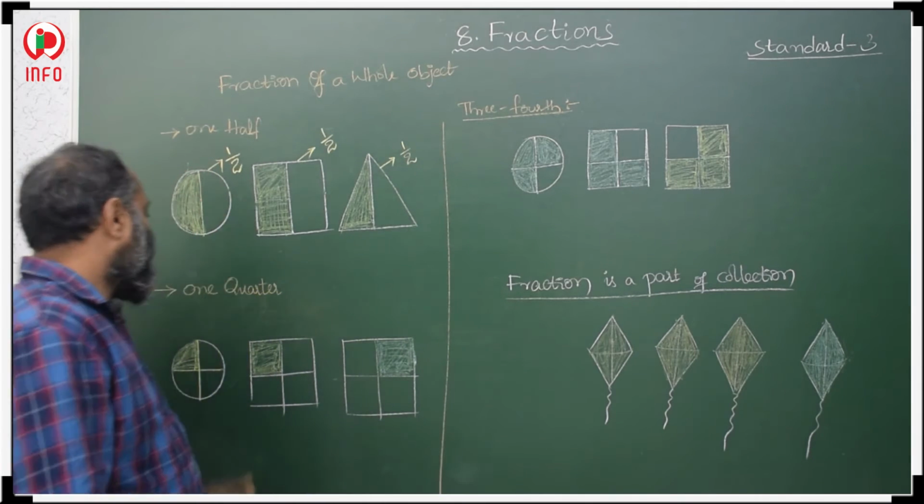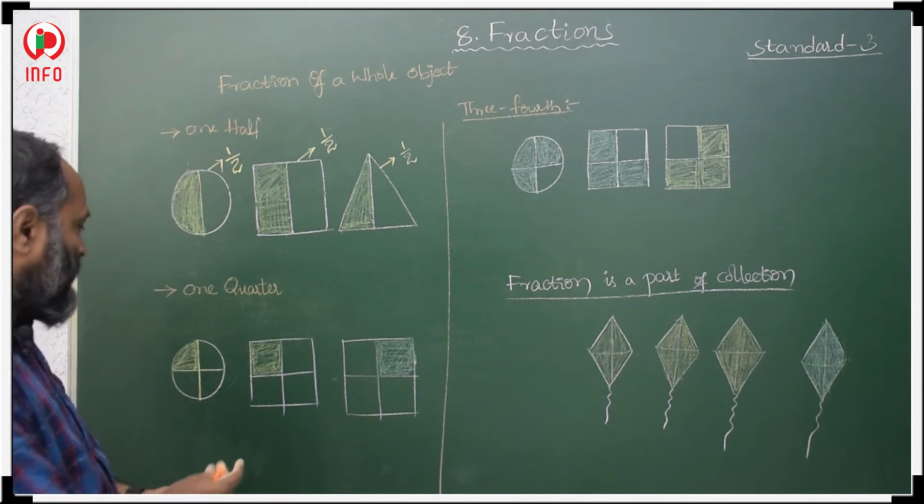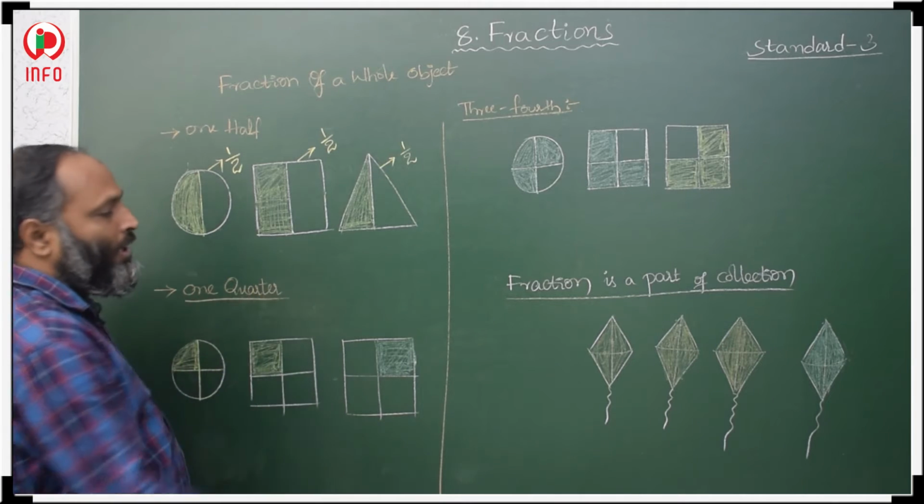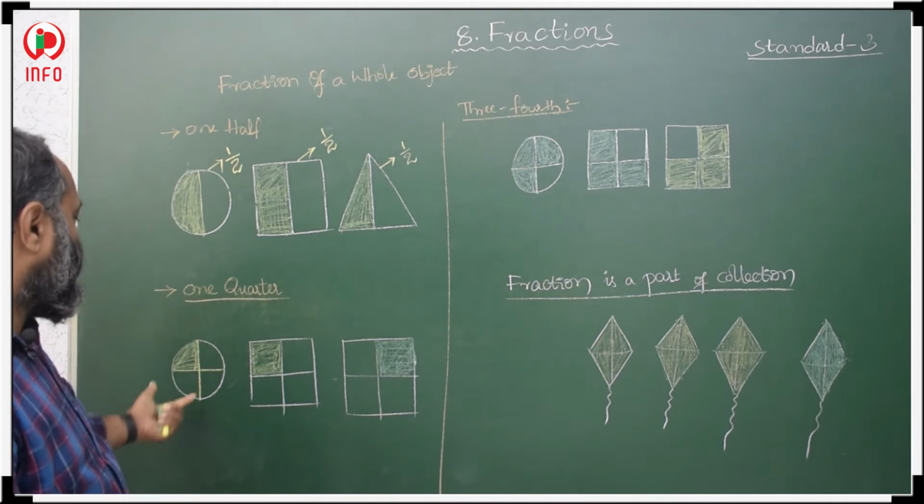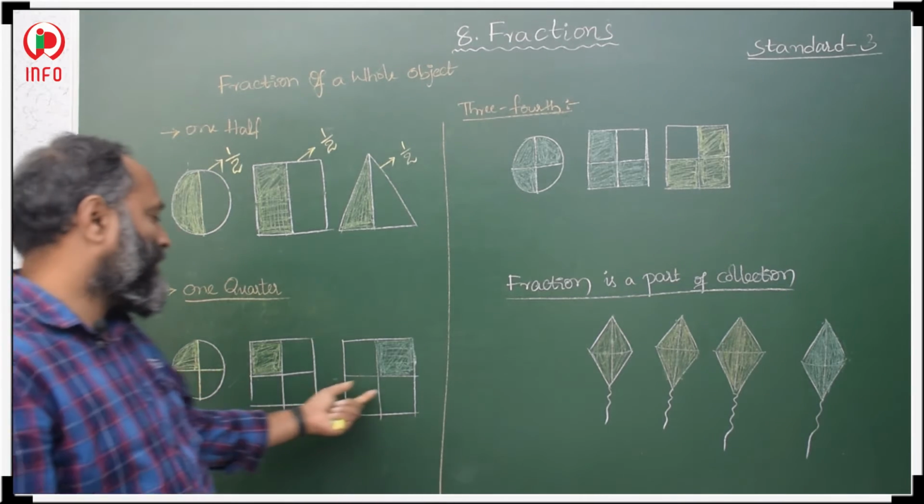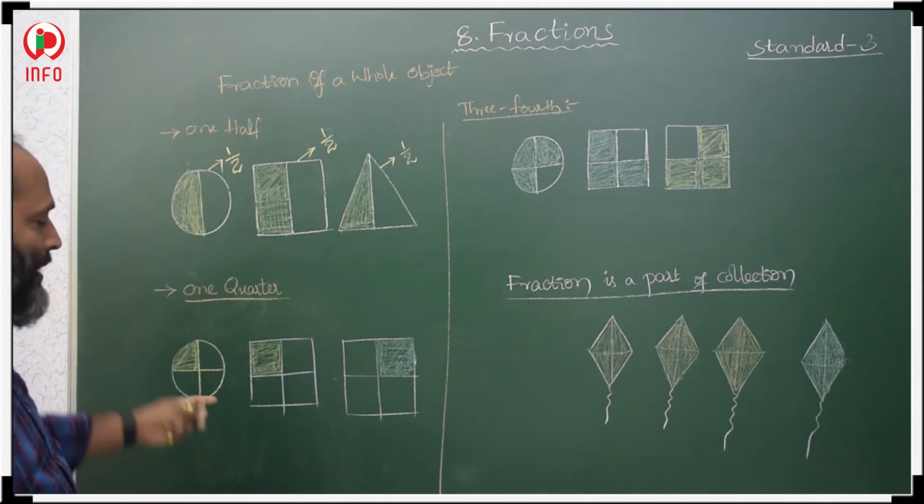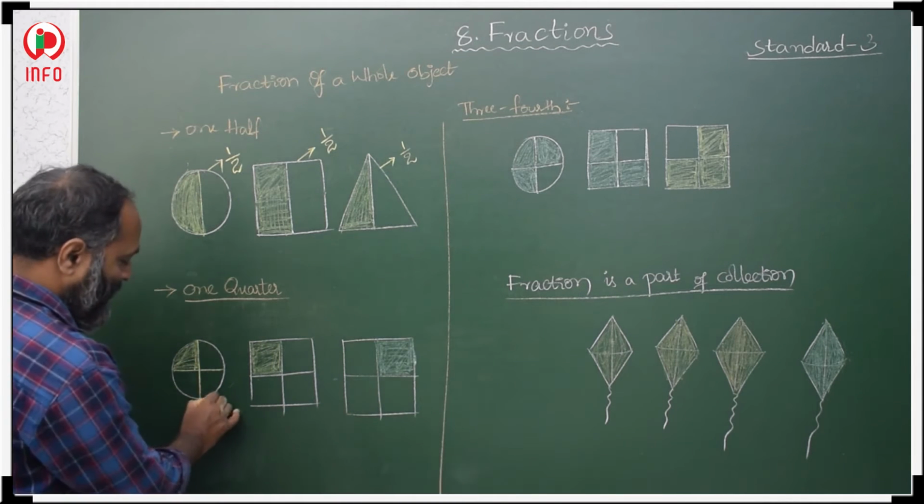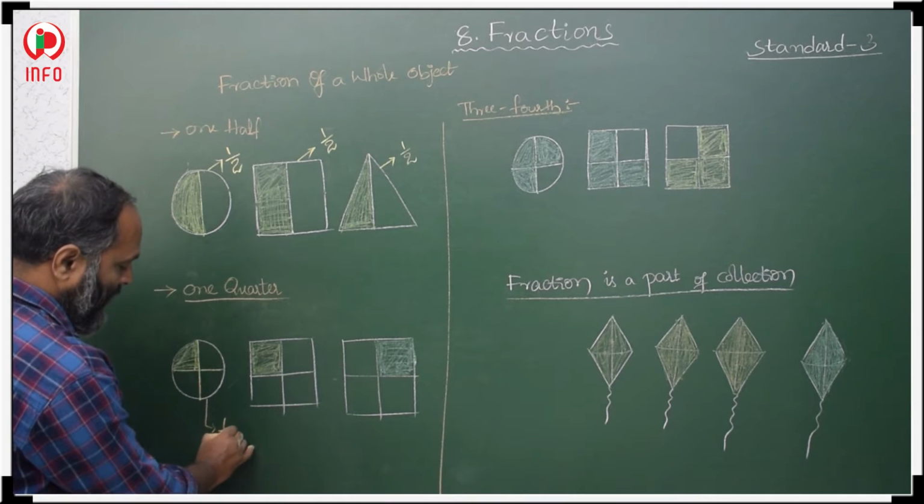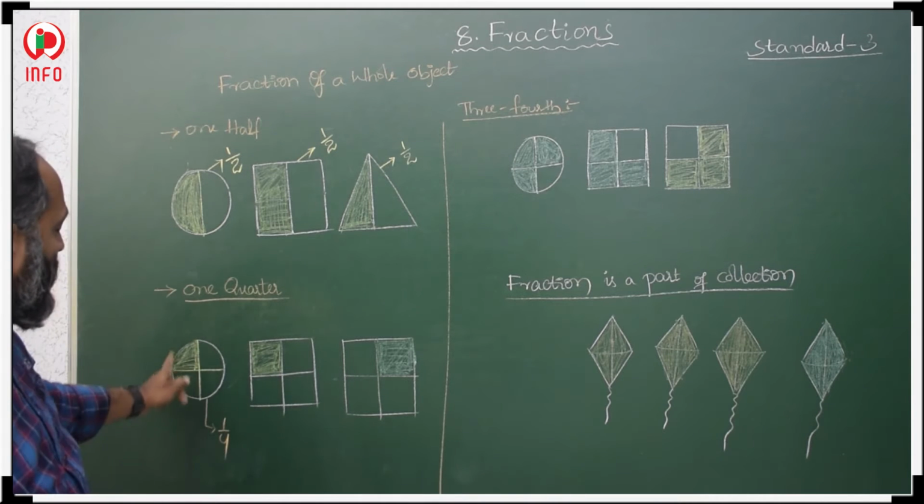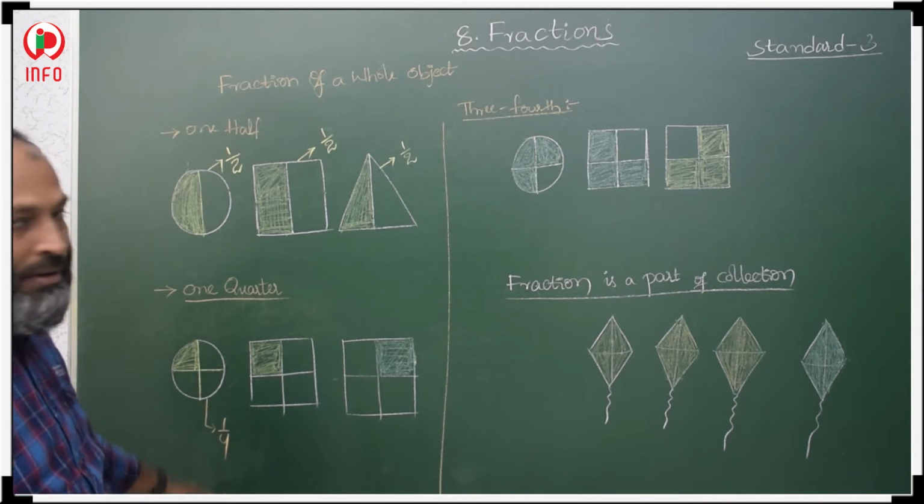Now what is 1/4? So what is meant by 1/4? See here, one circle is given, one square is given, and here another square is given. In this circle we divide into 4 equal parts. In that one part is shaded. Then what is the representation? 1/4. In total 4 parts, one part is shaded, 1/4.